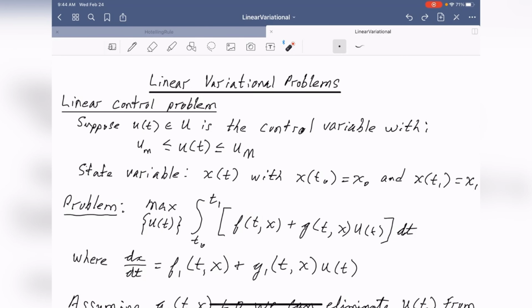Now, before we go on to looking at economic problems in the calculus of variations, particularly known as optimal control theory, we want to look at some linear variational problems. Suppose we have a linear control problem where the control u(t) is an element of the set U of control variables, where we select u(t) to be between some maximum control variable u of big M and a minimum u of lowercase m.